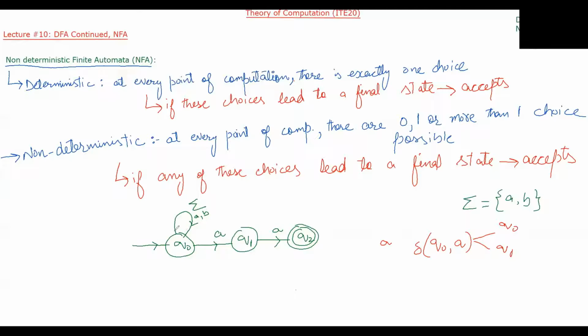You can see that there are multiple choices. It can either go to Q0 or it can go to Q1. Okay, so it is not a deterministic finite automaton. Why? Because in a deterministic finite automaton, there is exactly one choice, not more than one, not less than one. However, in a non-deterministic automaton, at every point of computation, there may be 0, 1, or more than one choice possible. So you can see that here there is more than one choice possible. So we can say that this particular automaton is a non-deterministic finite automaton.